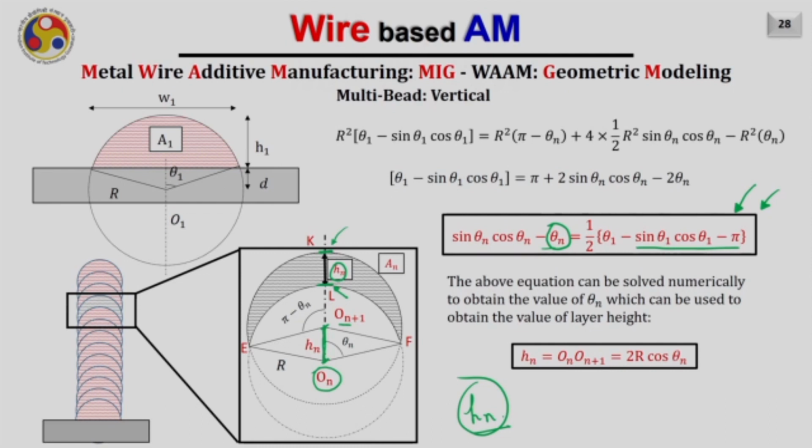Therefore, the value of Hn will be nothing but this distance, and we have already seen half of this distance. Half of this distance will be r cos theta n, and the total will be 2r cos theta n. So, this is the final expression. Once you know the value of theta n, you can put it into this equation and obtain the value of Hn. Once we know Hn, that is the deposited height of a curved bead, and we can easily maintain the arc length.